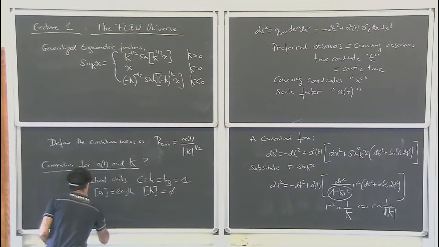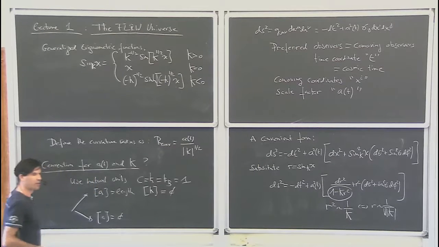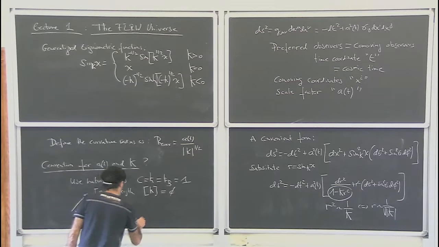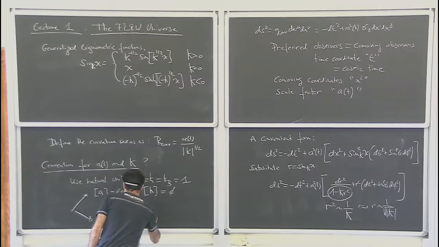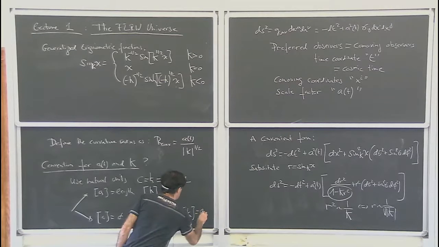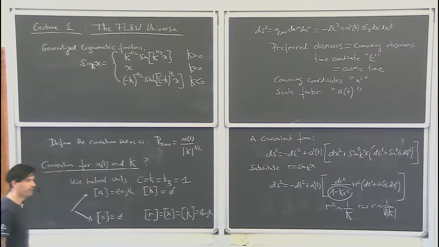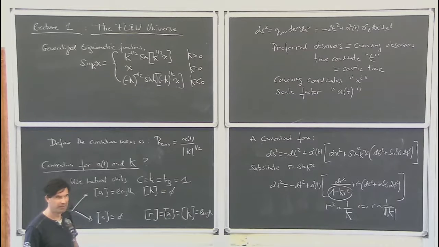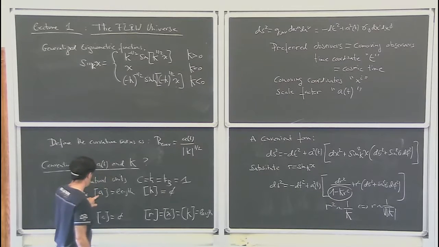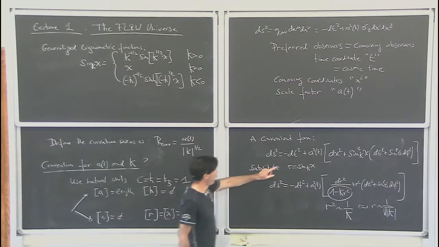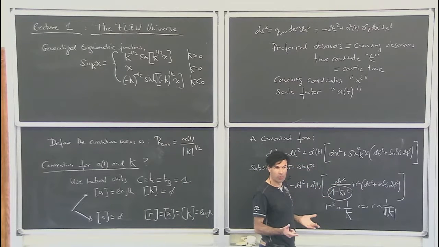The second possibility is to say that A has actually no units, which is the standard choice, okay? And then R and K will have units of length. It's not clear? Questions? So, I will go for this choice. The scale factor has no units. Chi or R have units of length, as usual. It's a distance. Okay?